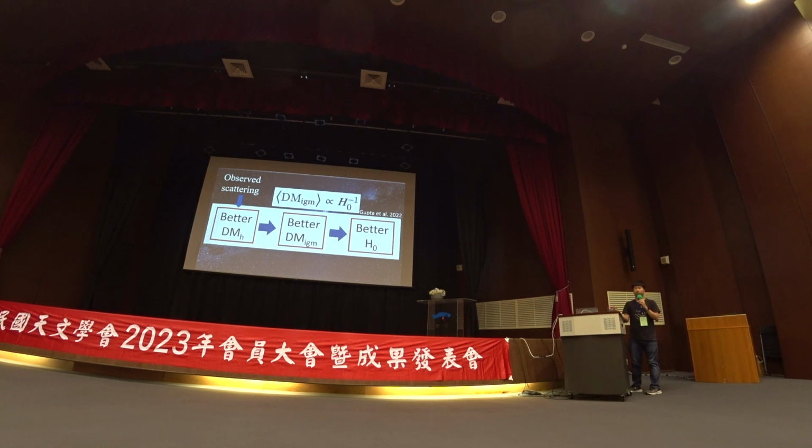Let's have a small conclusion. We use the observed scattering to get a better DM host, and using the group's 2022 equation, we then get a better DM IGM. How to get it is very complex, and because of the time limit I can't show it now. You can ask me after the talk.